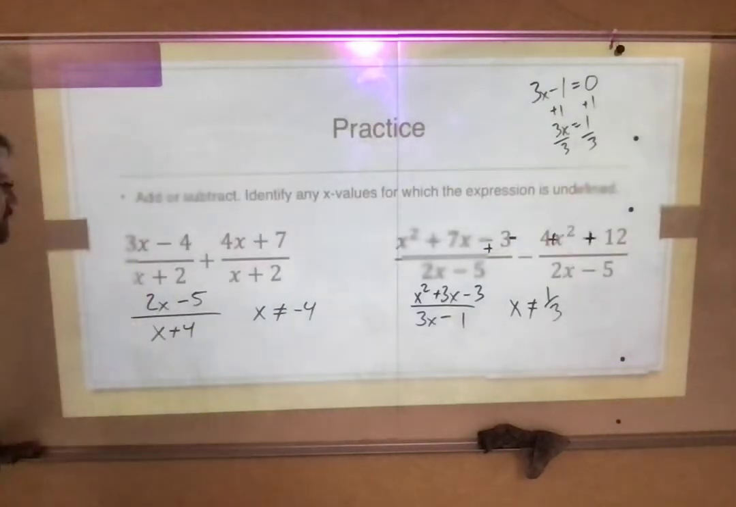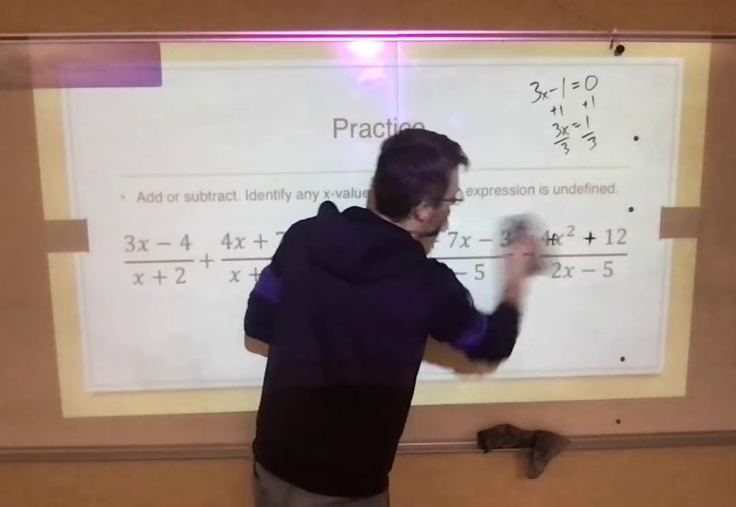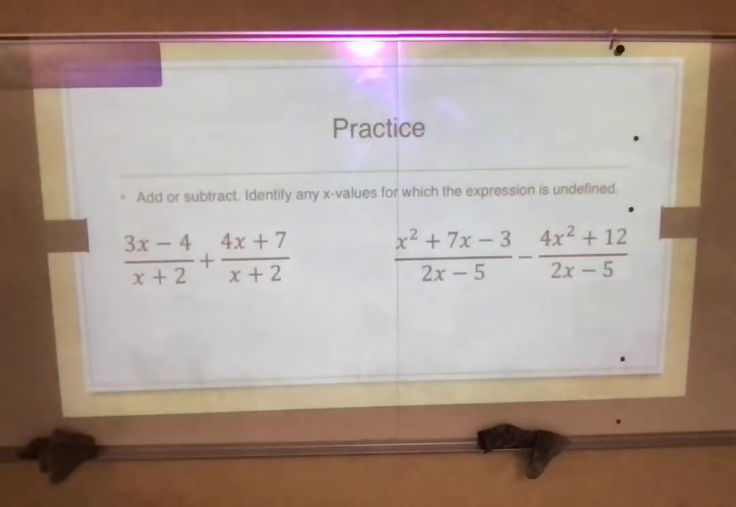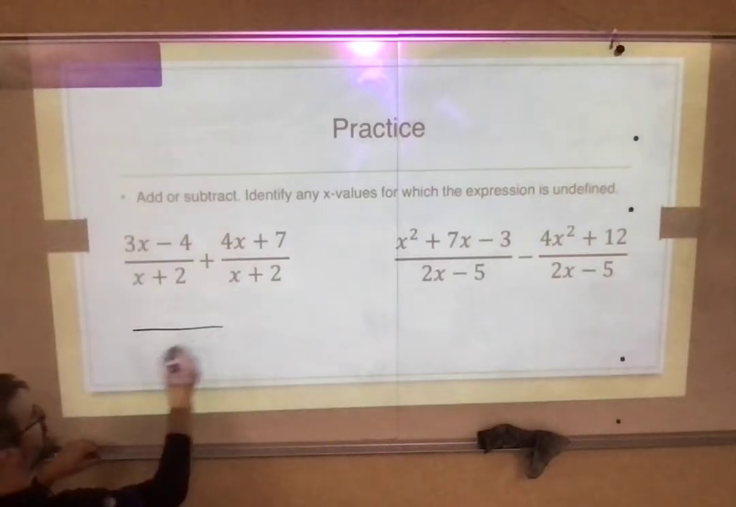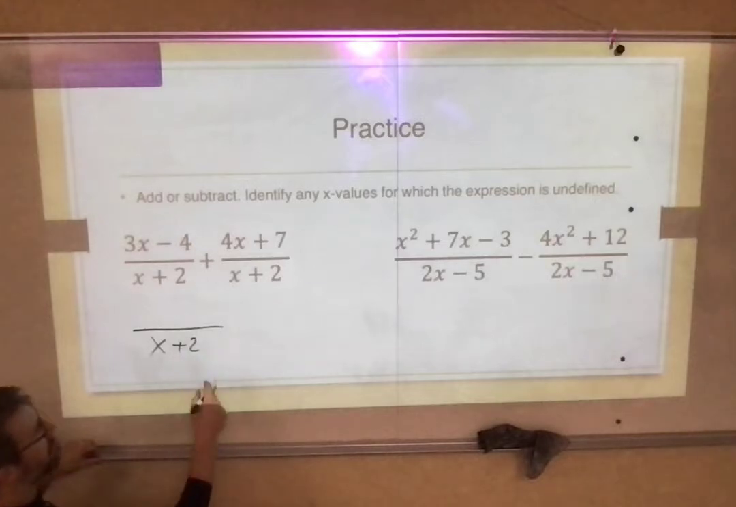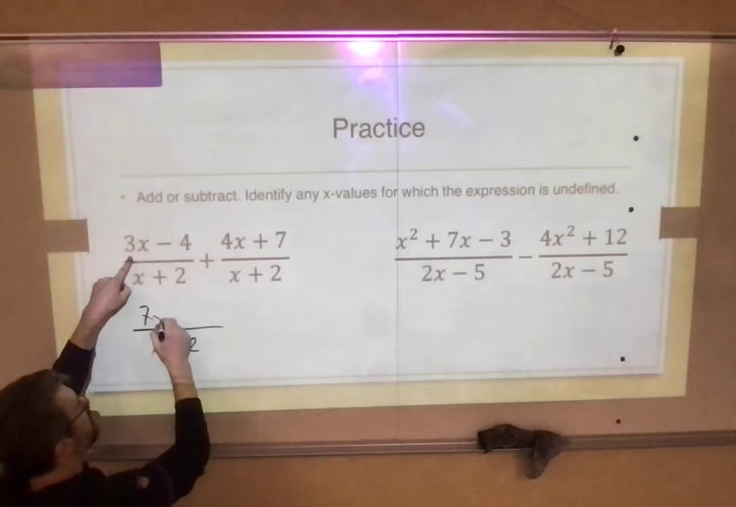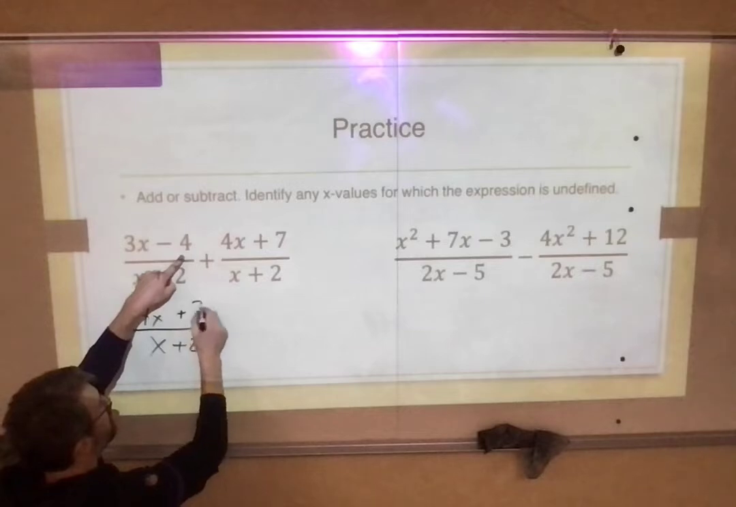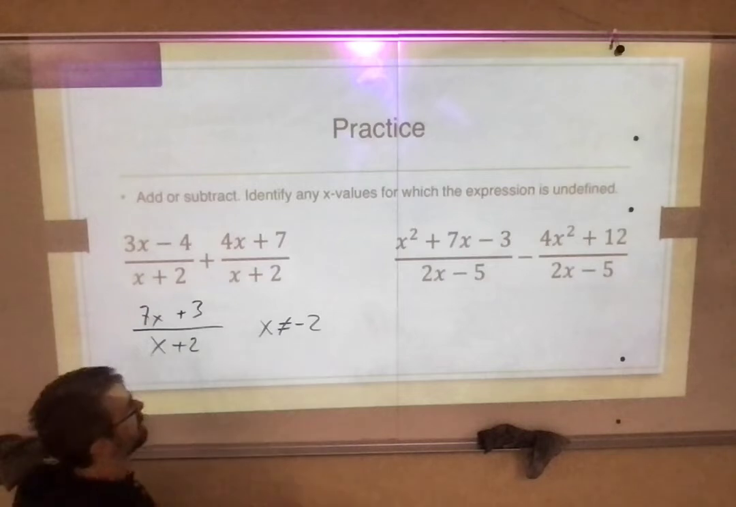All right, go ahead and try these two. Pause the video, and when you're ready, check your work. All right, our first one here, again, common denominator already, so I don't have to worry about anything there. It's going to be over x plus 2, and then I'm just combining like terms. So 3 plus 4 for the x's is 7x. And then a -4 plus 7 is a plus 3. And what can't x equal? X cannot equal a -2.